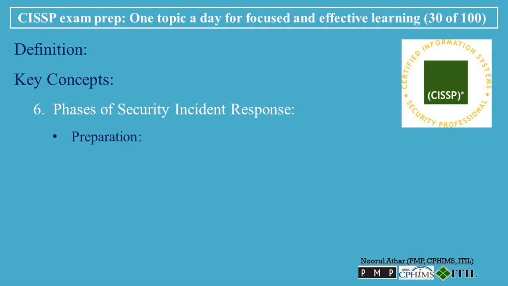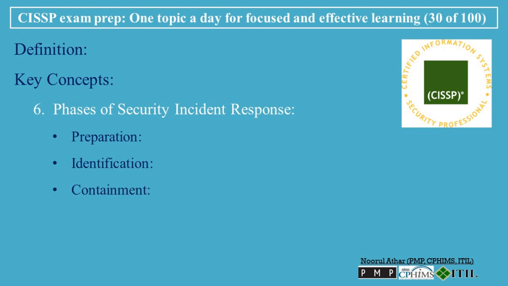Preparation. Develop and maintain an incident response plan, IRP, and provide training to staff. Ensure that detection and monitoring tools are in place to identify incidents early. Identification. Detect and confirm the security incident. This includes analyzing alerts, logs, and behavior to determine if a security incident has occurred.